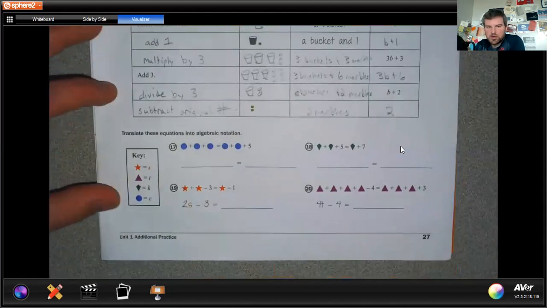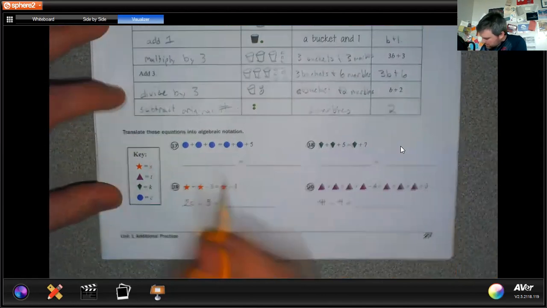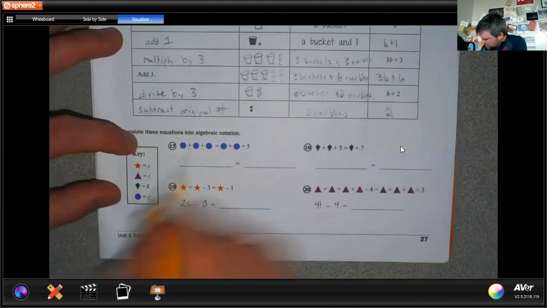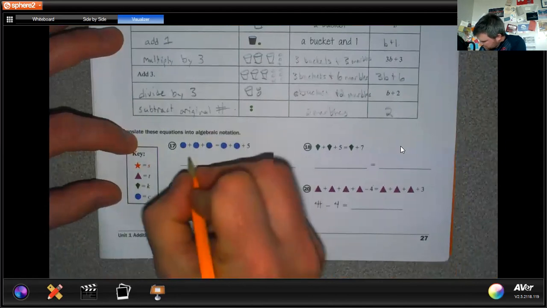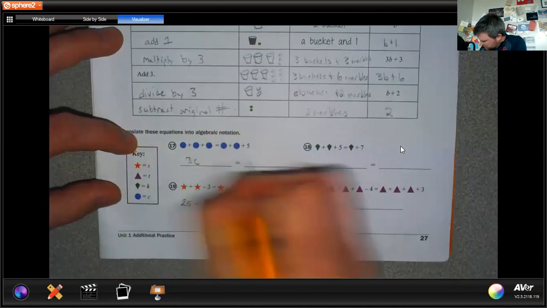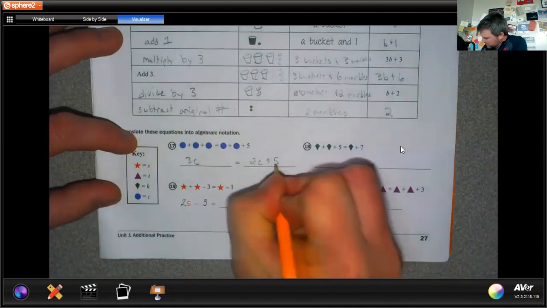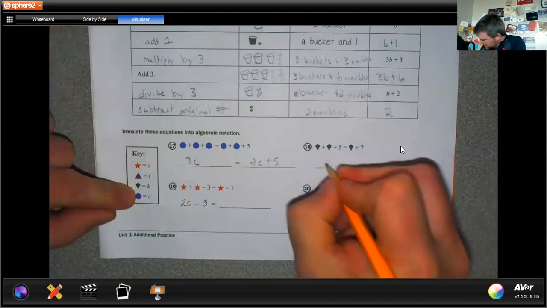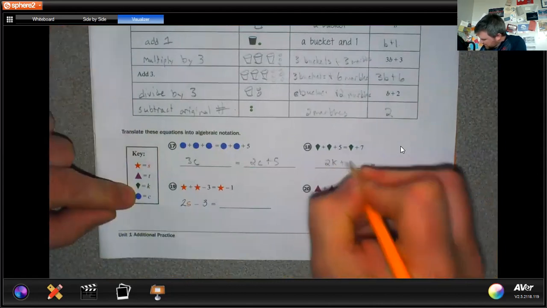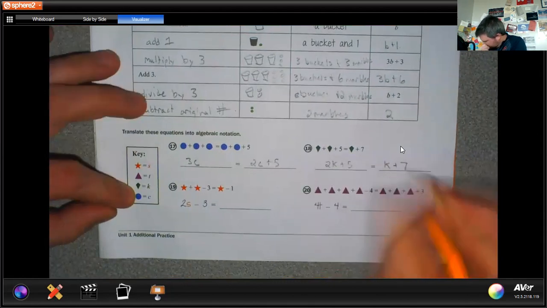All right, so translate these equations into algebraic notation. Notice I give you a key right here. Okay, so 1, 2, 3 circles. So 3C equals 1, 2C plus 5. 1, 2 kites, which is K, so 2K plus 5 equals K plus 7.